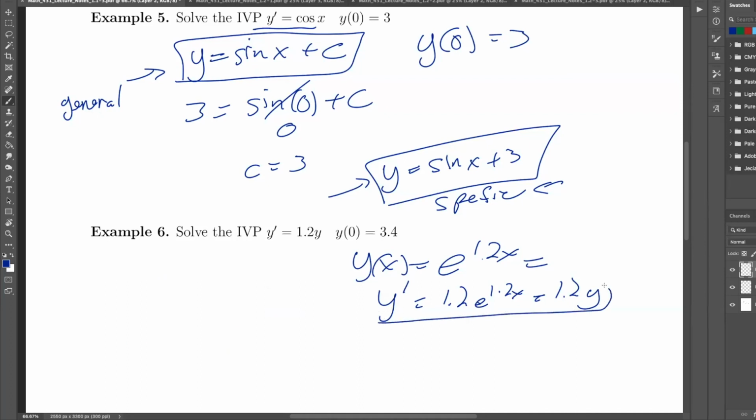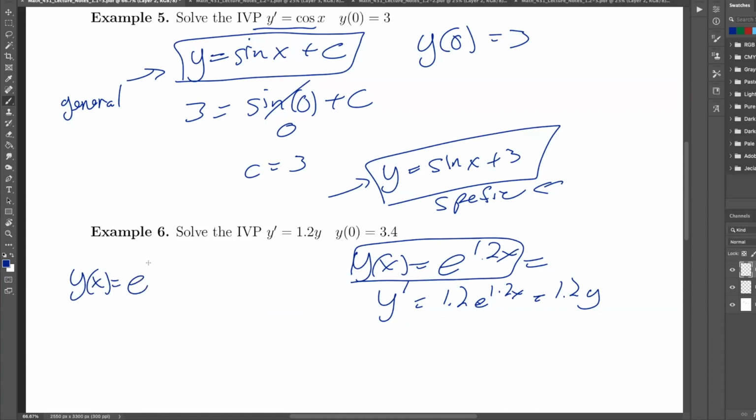So here we get this. Here we just have our function, and we just get this by guessing. But here we need the plus c, right? So here we're going to say our general solution is e to the 1.2x plus c. Now, I can say when x is 0, I get 3.4. So here I get 3.4 is equal.